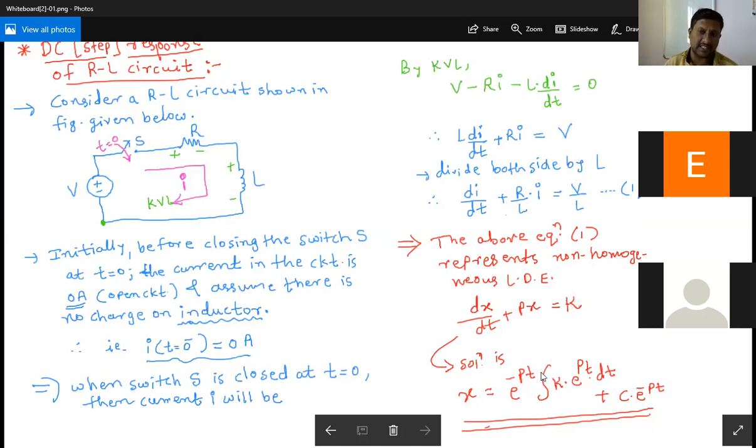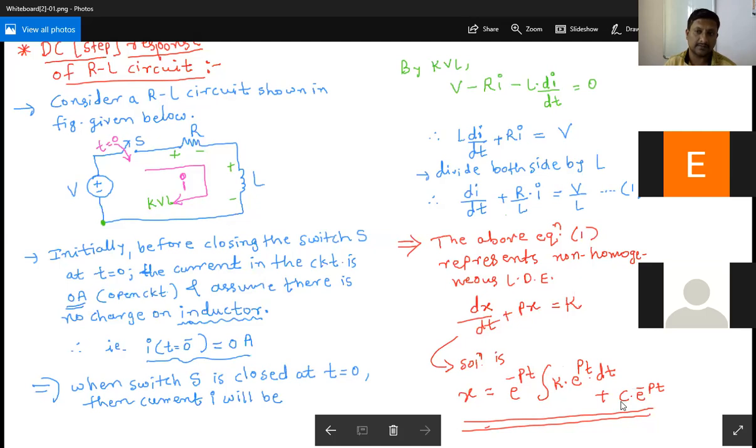Yes, integration is there, no? From integration, you can easily tell. So this is the particular integral. This will give the steady state value. And C into e raised to minus pt, what is this? Transient response. This is called the complementary function.